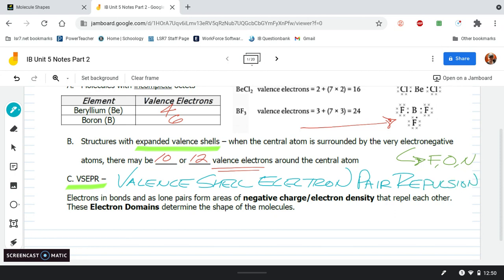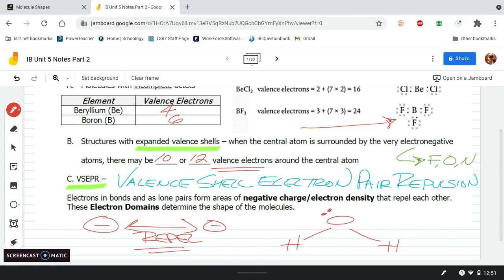So what does valence shell electron pair repulsion mean? Well, it means that electrons don't like each other. You've got an electron, and you put it next to another electron. What are they going to do? They're going to try to spread out. They are going to repel. So why does water look like this? Why is it a bent shape?